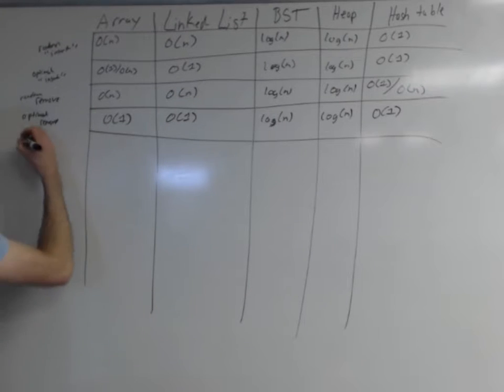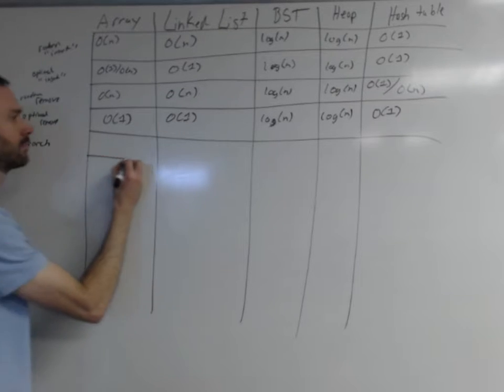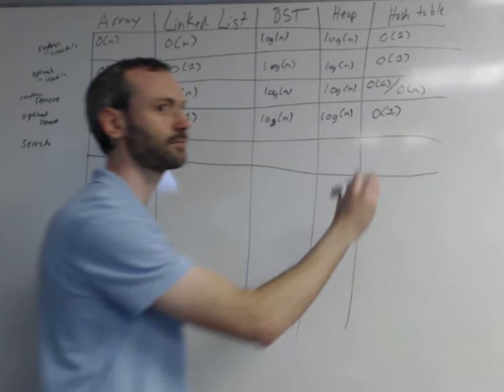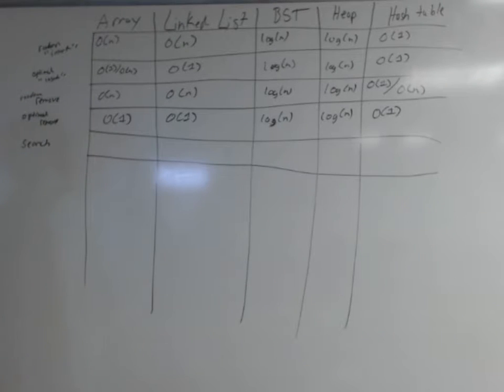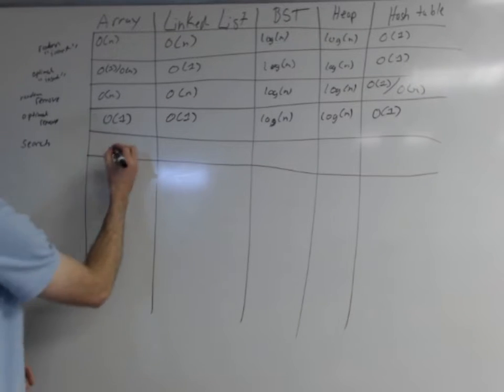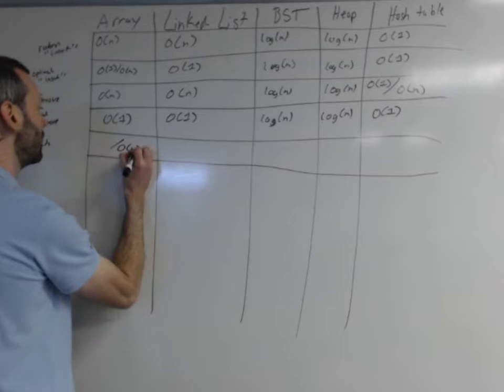All right. How about search? If the array is ordered or sorted, what is it? Or unsorted, you can tell me either one. How long does it take to find something in an array? O of N. If it's unsorted, it's O of N, right? So that's actually the worst case.